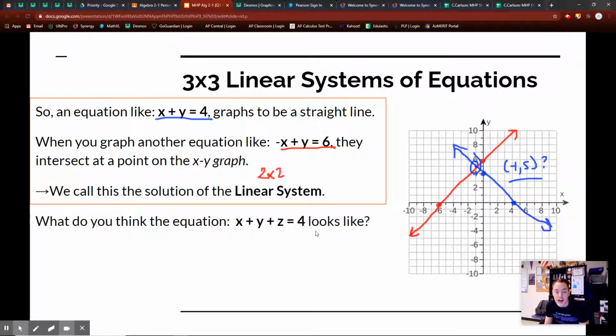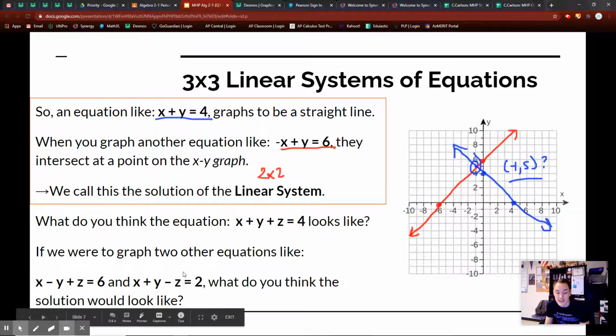So what do you now think, though, about x plus y plus z? Okay, what's the difference? Well, first, it's a z. And secondly, can it even be plugged into a two-dimensional plane? And this is the problem. If we were to graph two other equations like this, what do you think the solution would look like? Think about that. Would it be 2D?